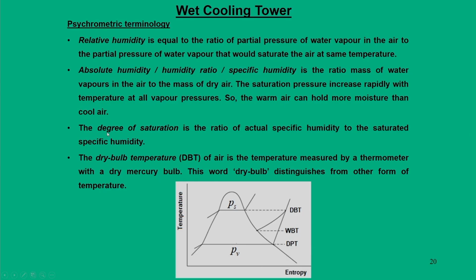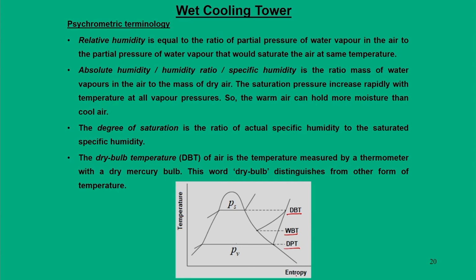The other term is called degree of saturation. It is the ratio of actual specific humidity to the saturated specific humidity. So again it is a non-dimensional term. Now for air we have three temperatures. One is called dry bulb temperature, the other is wet bulb temperature, and the third is dew point temperature.